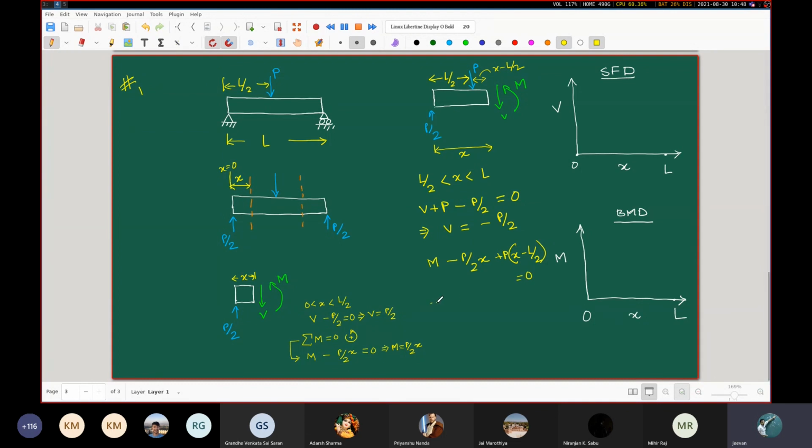So how much is this value? Tell me. P by 2 into X minus L. X plus L. L minus X. L minus X, no? Because you have to go to the other side. This is on the left hand side. All right. Now you tell me what the diagram here will look like.